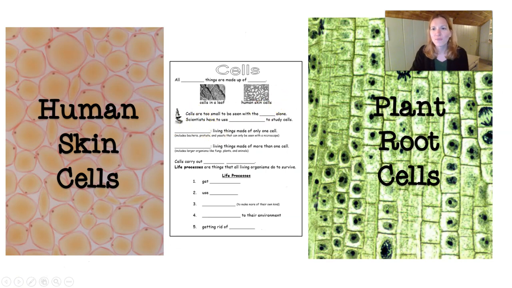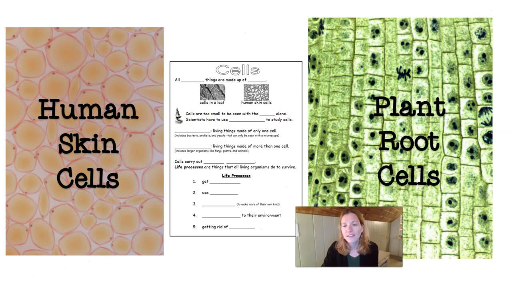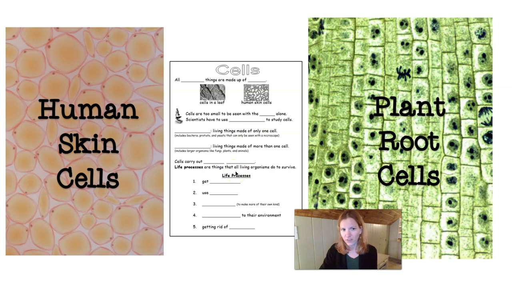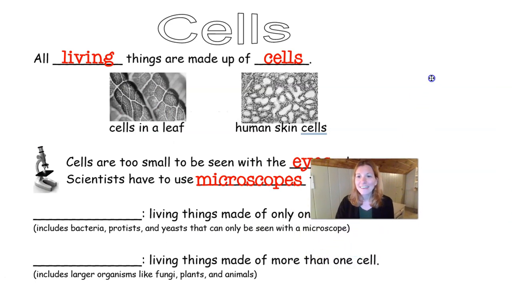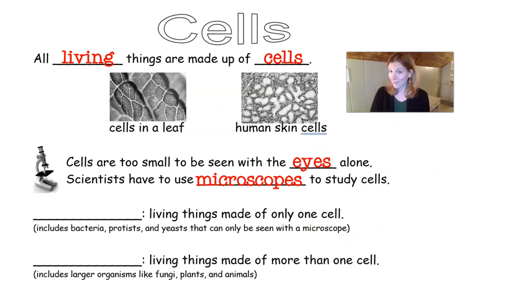The first page of notes was just an overview of cells, what they are and what they do. And then page 2 of your notes was about animal cells, like human skin cells. And then page 3 of your notes was a review of plant cells that have some additional parts to it, like these root cells. So let's take a look at our first page of notes and just get a definition of what a cell is.